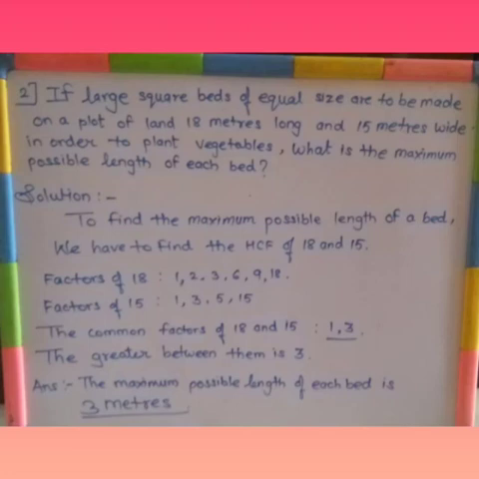The factors of 18: 1, 2, 3, 6, 9, 18. The factors of 15: 1, 3, 5, 15. The common factors of 18 and 15: 1 and 3. The greater between them is 3. Therefore, the maximum possible length of each bed is 3 meters.